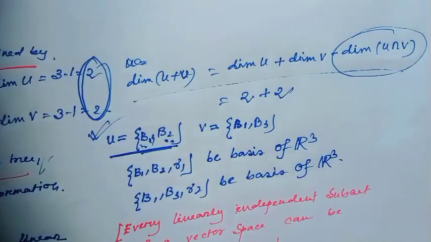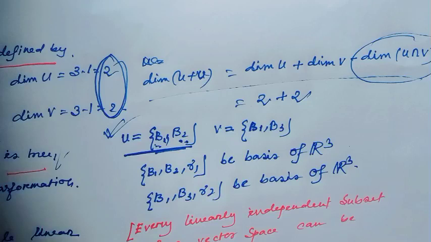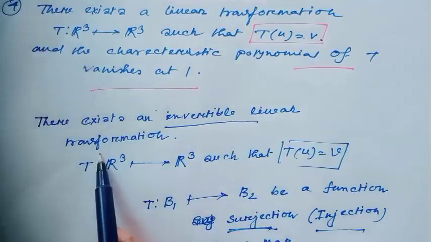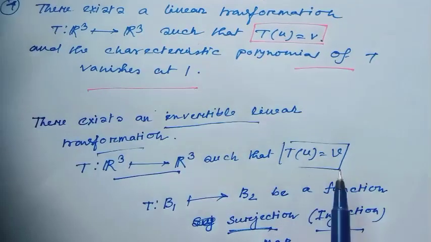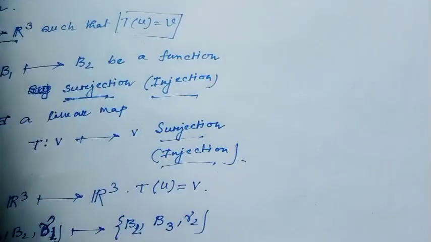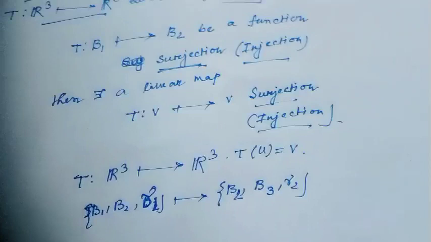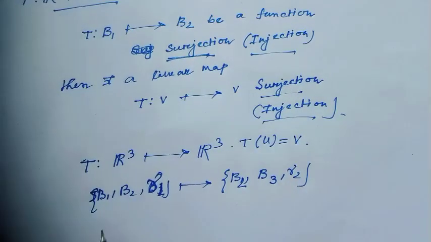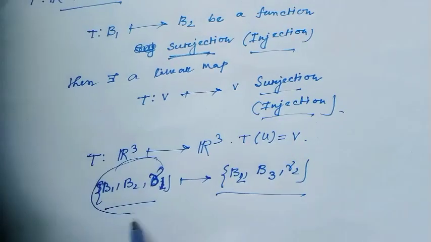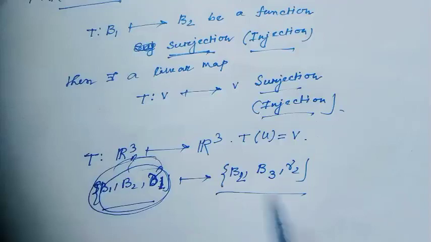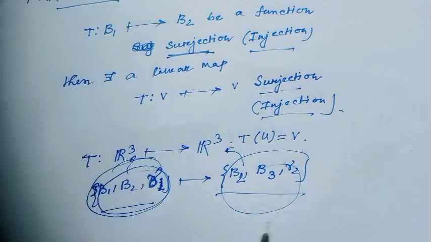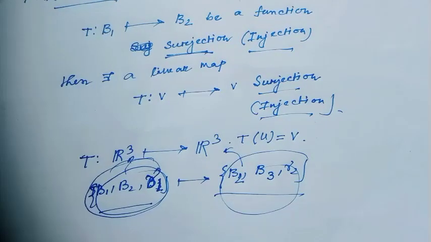Have you understood this concept? I hope all my viewers have understood. Then we have to find whether there exists an invertible linear transformation T from R cube to R cube such that Tu equal to V. By this concept, we can tell there exists a linear transformation T from R cube to R cube which maps a basis of R cube to a basis of R cube. This is a basis of R cube and this is also a basis of R cube. So we can define one linear transformation which maps basis to basis.